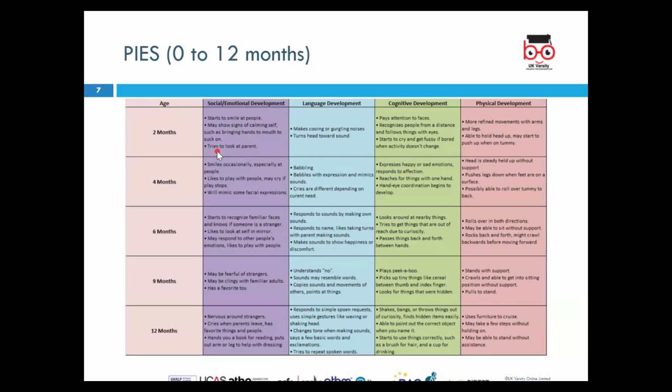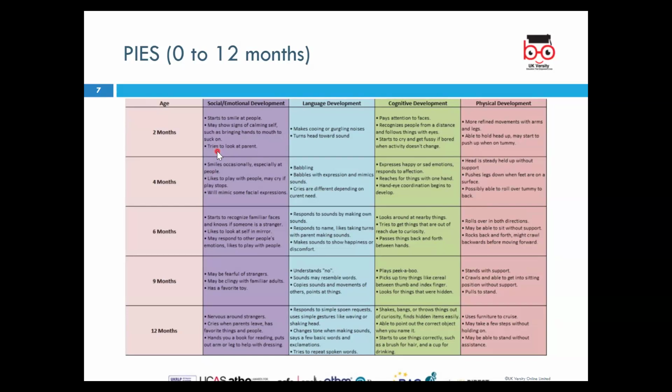Language development, so they'll just make cooing or gurgling noises. If they don't, it's okay. Every child has their own milestone, as pediatricians now say. No one milestone is going to be a copy-pasted thing for all the other children. You need to understand that. And then there's cognitive development as well, where they pay attention to faces, recognize people from a distance, and follow things with their eyes. And they start to cry and get fussy if they're bored when activity doesn't change.